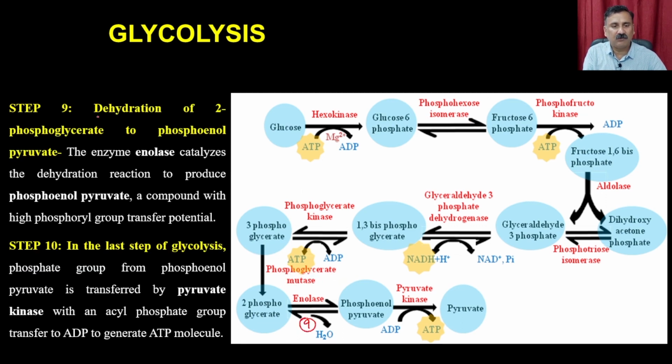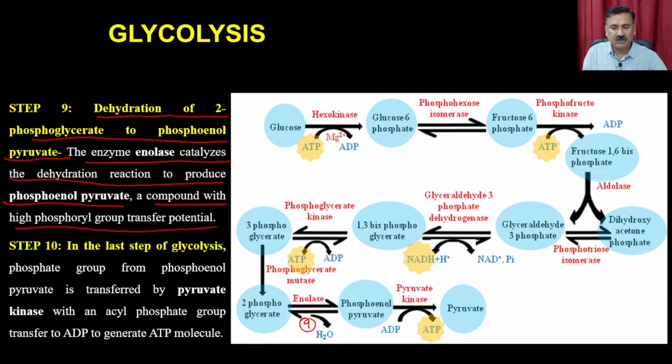In the dehydration of 2-phosphoglycerate to phosphoenolpyruvate, the enzyme enolase is going to catalyze the reaction to produce phosphoenolpyruvate, a compound with a high phosphoryl group transfer potential. Now in the last step, step number 10, you are going to utilize an enzyme called pyruvate kinase, and with its help, the phosphate group from phosphoenolpyruvate is transferred by an acyl group transfer to ADP to generate ATP.